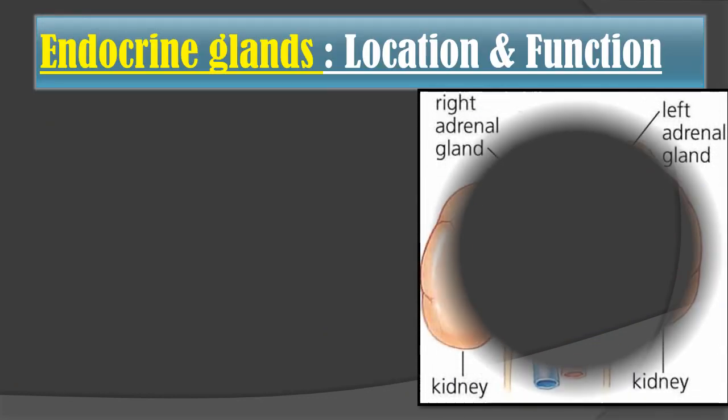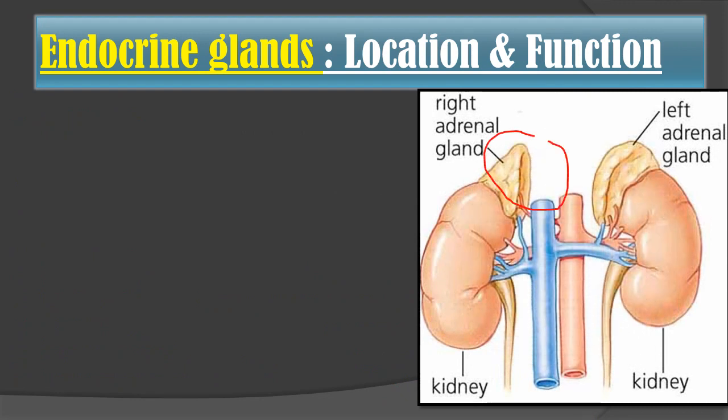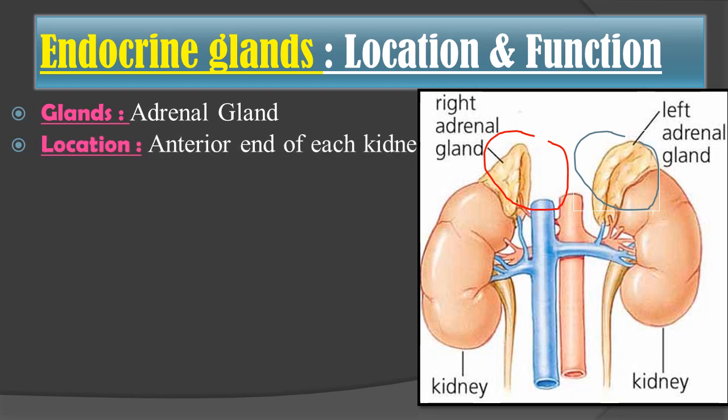Okay, now the next gland is the adrenal gland. There are 2 adrenal glands present on the kidneys, a right adrenal gland and a left adrenal gland. So let's see the adrenal gland location. It is present at the anterior end of each kidney. You can observe here these are present at the top part of each kidney.